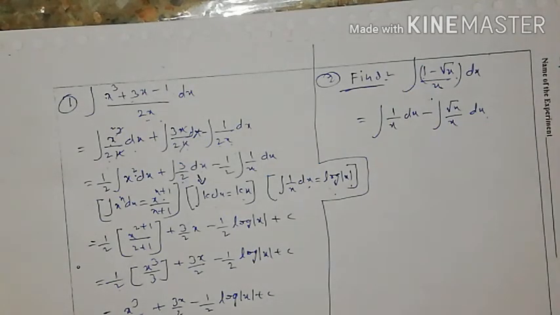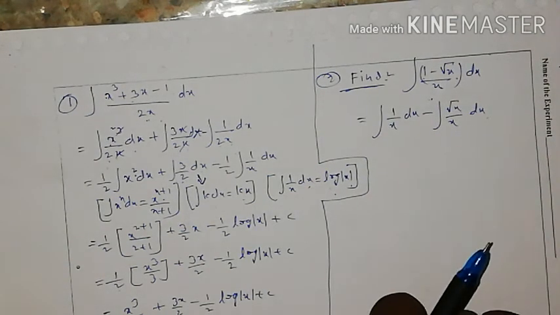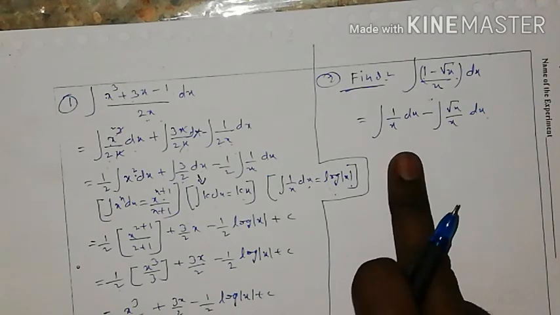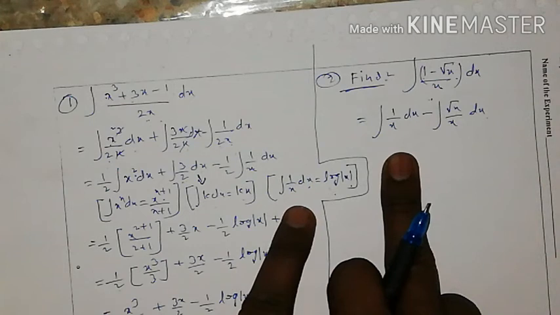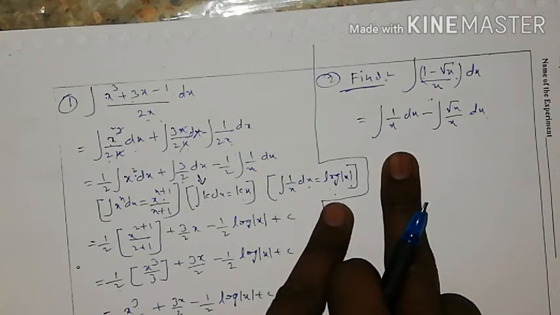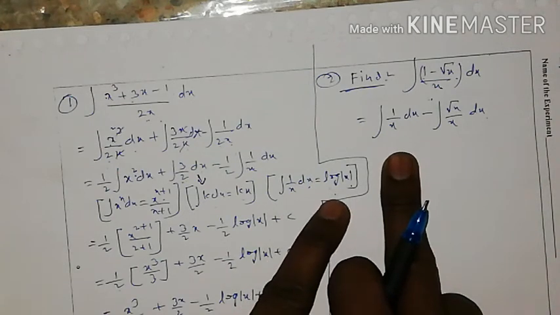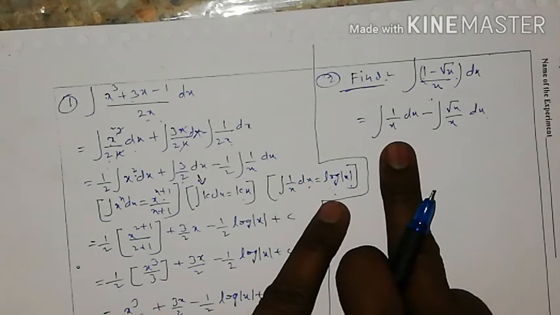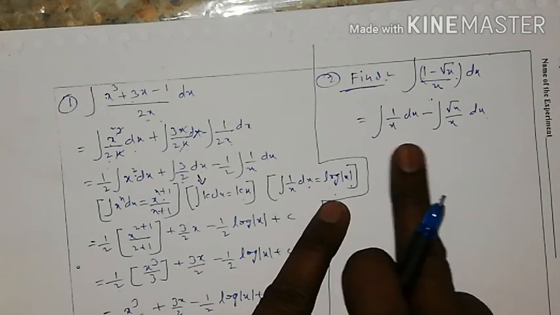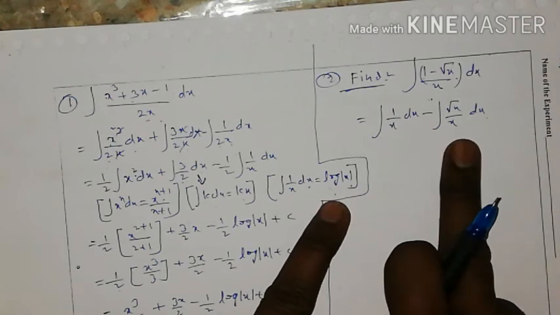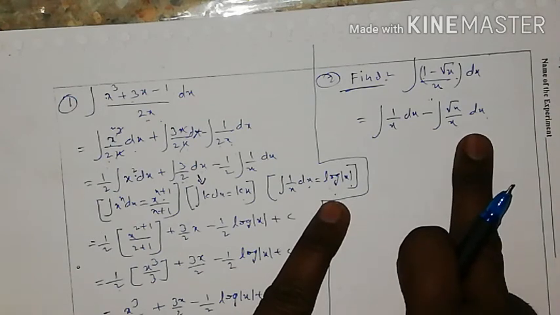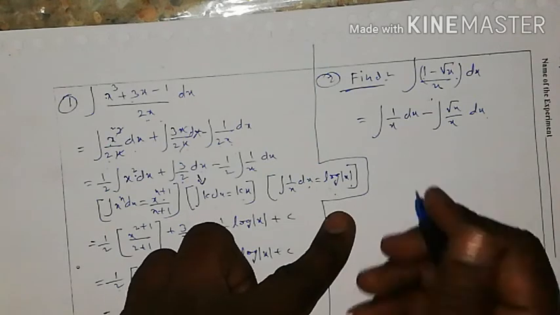Clear? Tell me in this which one is in formula form? This one or this one? Good, this one. Here you can see integration of 1 by x dx. What is the formula? Log mod x. So here no need to simplify this one. You can write directly. But root x by x is not in the formula form. Can you simplify this one? Yes. How can you simplify?